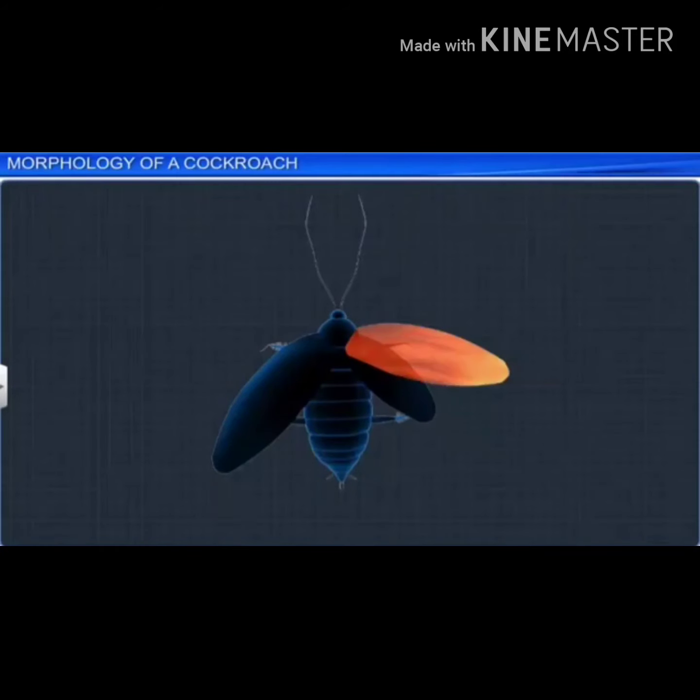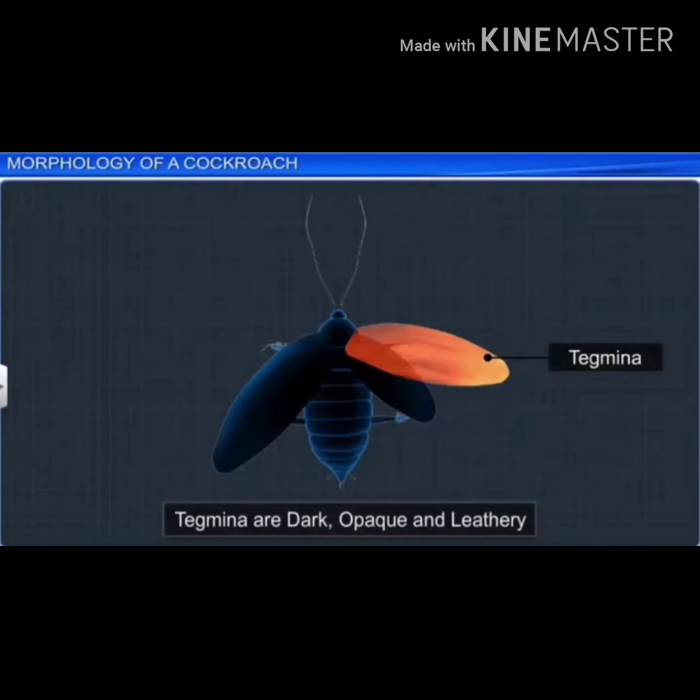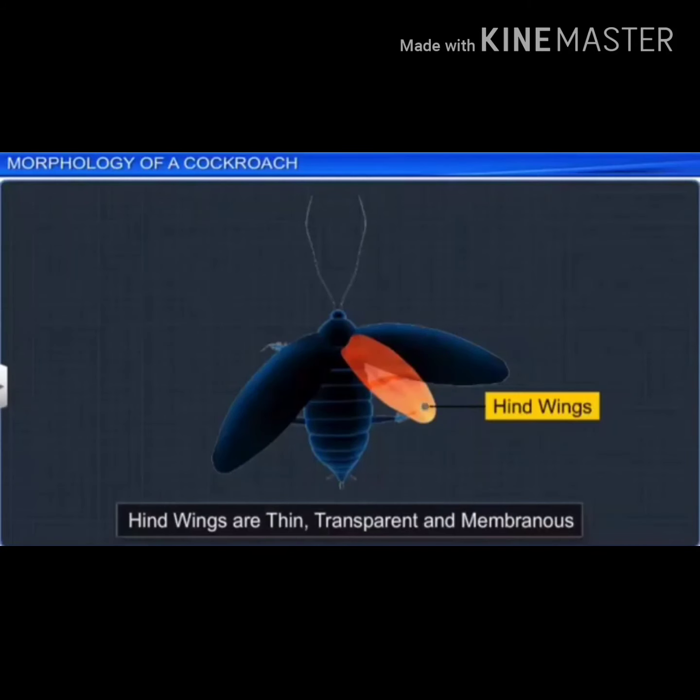The mesothoracic wings, or the forewings, are called tegmina. These wings are dark, opaque, and leathery, and cover the hind wings at rest, while the hind wings are thin, transparent, and membranous, and are used in flight.